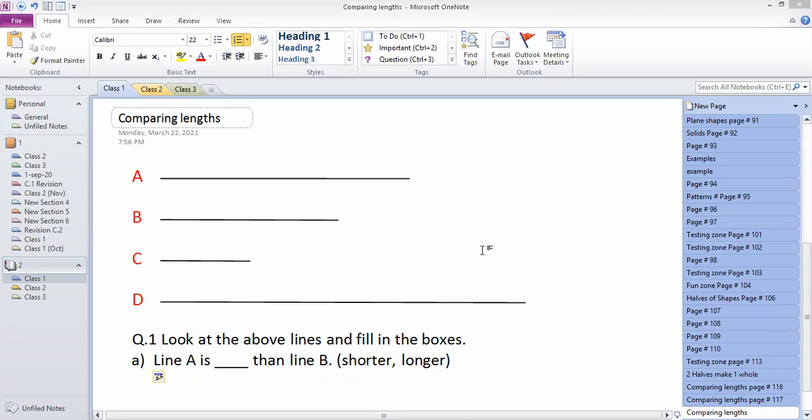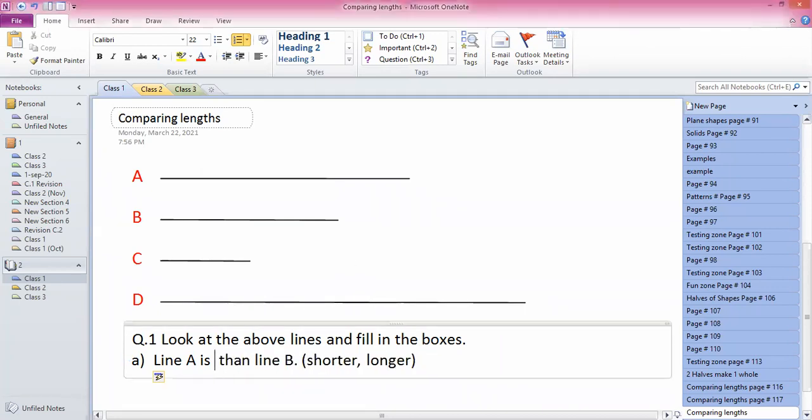Exactly, guys. What is the answer? Line A is longer. Very good. Line A is longer than line B. So I will write here: line A is longer than line B. This is the answer. I am going to write the answer in red. Line A is longer than line B.